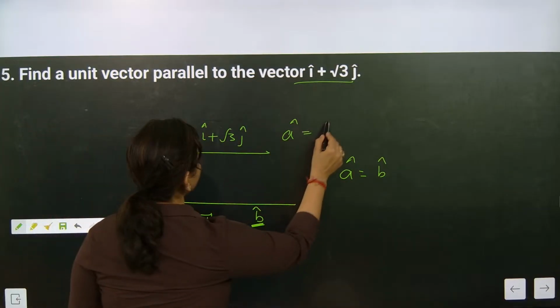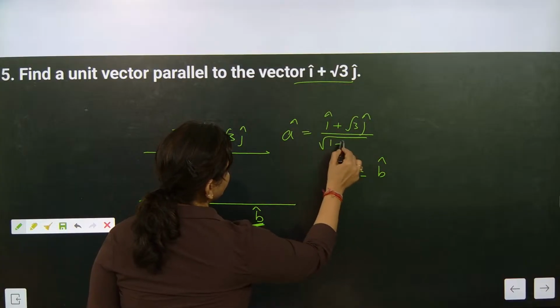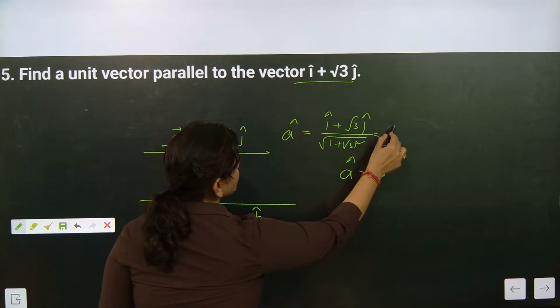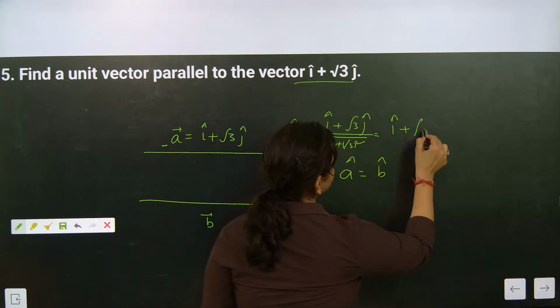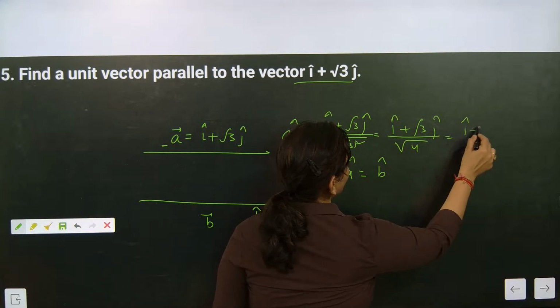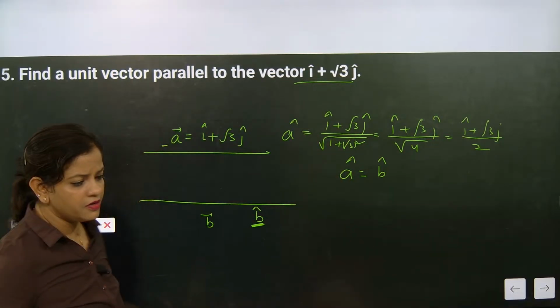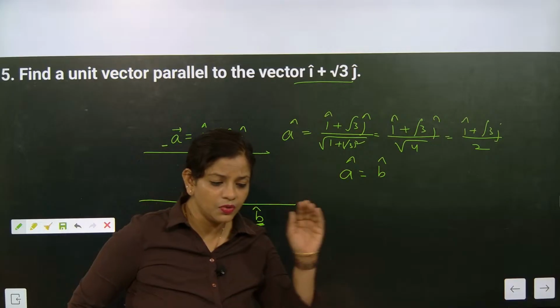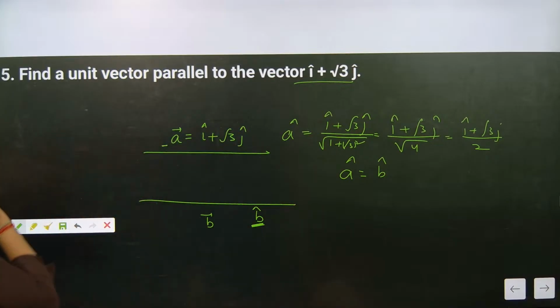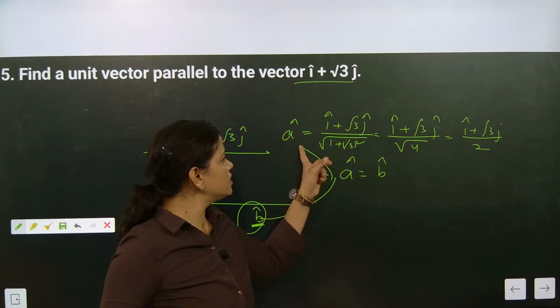So this unit vector will be i cap plus root 3 j cap by root under 1 plus root 3 whole square. So it will become root under 4, so i cap plus root 3 j cap by 2. This will become the unit vector. Please kindly remember this section. Don't leave this type of questions. Understood?